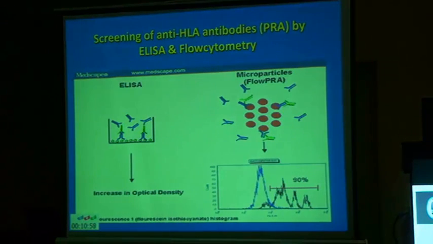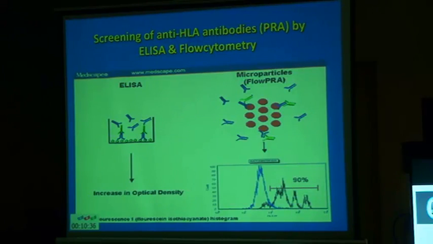This shows the principle of the two assays. In the ELISA, the wells of the plate are coated with the HLA antigens, to which the patient serum is added, followed by a secondary antibody to which an enzyme is attached, and then a substrate which gives a color in the well.